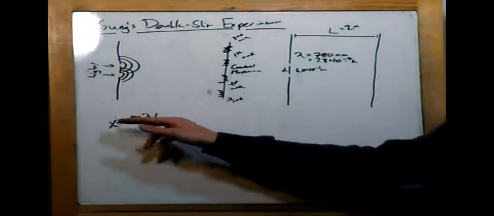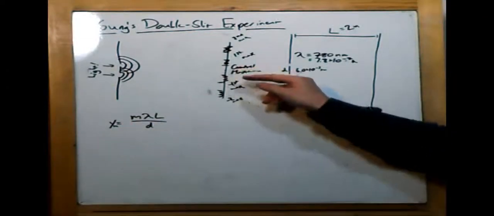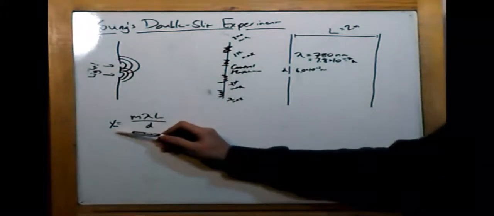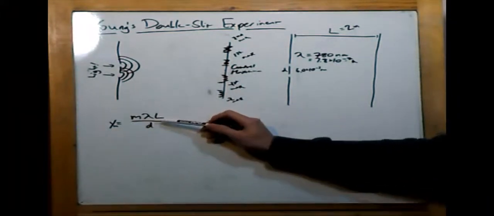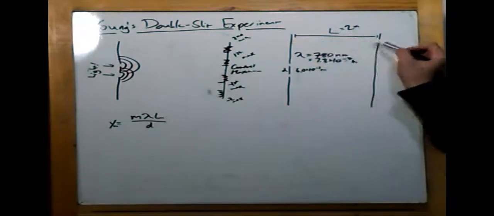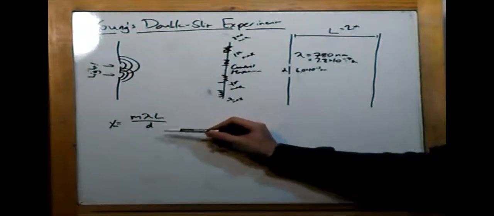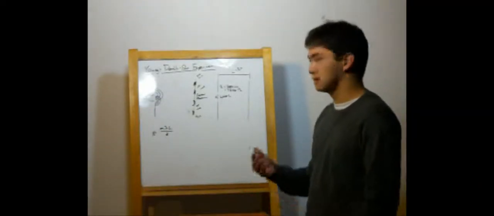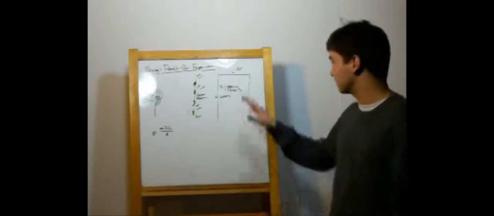This equation will give us the distance that our maximum is from the central maximum. So, this equation says that the distance for the mth maximum is equal to m times lambda, which is the wavelength of light, times the distance between your wall and your barrier, divided by the distance between the two slits. So let's work out the distance that the second maximum has from the central maximum for this particular set.